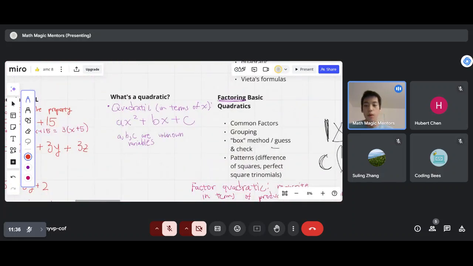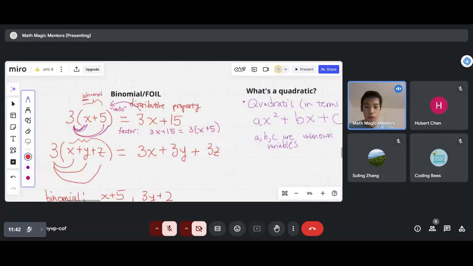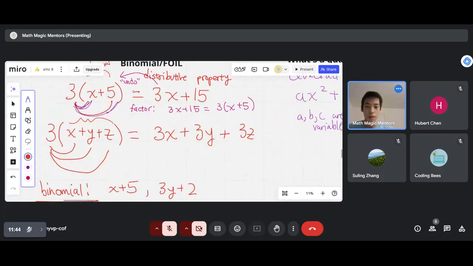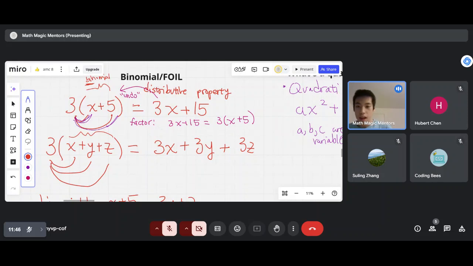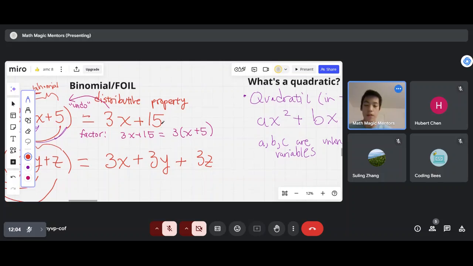So now we know what a quadratic is. How do we factor a quadratic? Well, let's revisit our factoring technique right here. If we factor 3x plus 15, we're going to get 3 times the whole quantity, x plus 5. And basically that's a way of saying that we can rewrite 3x plus 15 into a product of 2 expressions, 3 and x plus 5.